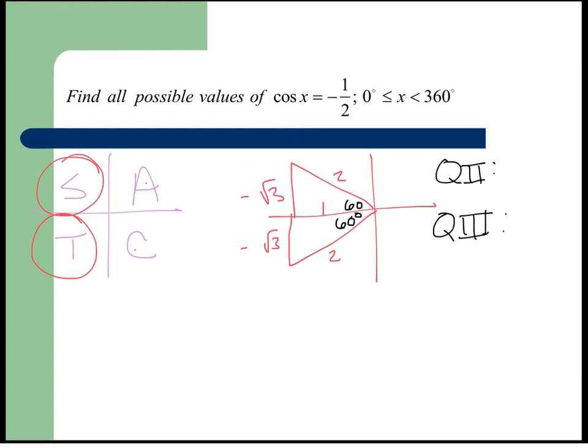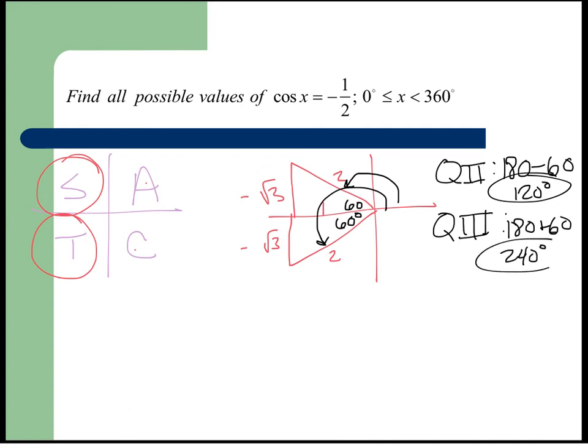So we have to find these. This actual rotation is 180 minus 60, and that gives me 120. This rotation is 180 plus 60, and this gives me 240. So 120 and 240 are the values of angles that would give me negative 1/2 as my cosine value. Okay? There'll be one more video example after this with a couple different problems, but this is how we find inverses without a calculator.